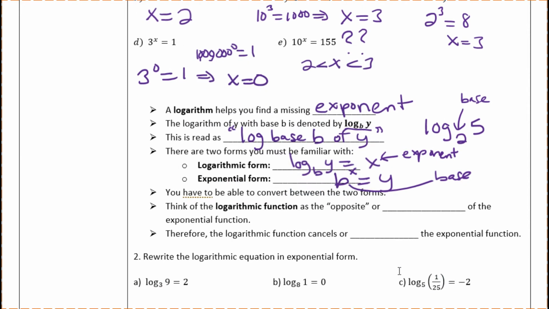Think of the logarithmic function as the opposite. You know that in math we always have opposite things, right? We have addition and subtraction, multiplication and division. We have squaring and square rooting. But this time we have exponential functions and logarithmic functions. So logarithmic functions are the opposite or the inverse of the exponential function. Therefore, it cancels out or undoes the exponential function.